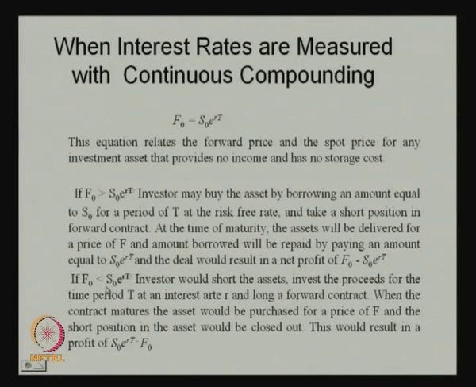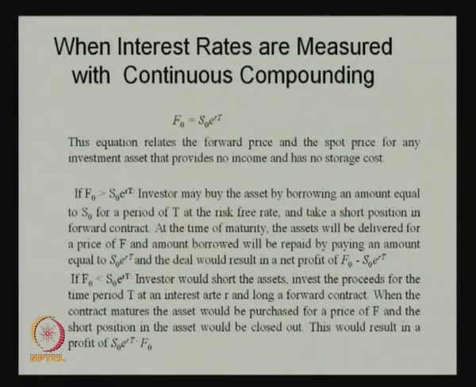So, if F0 is less than S0 into e to the power RT, then the investor would short the asset, invest the proceeds for the time period T at an interest rate R, and long a forward contract. When the contract matures, the asset would be purchased for a price of F and the short position in the asset would be closed out. This would result in a profit of S0 e to the power RT minus F0.